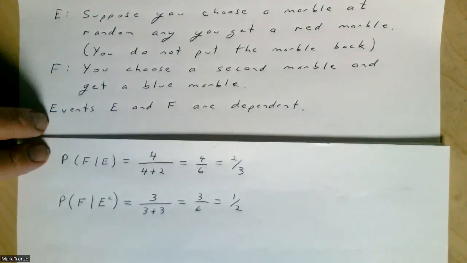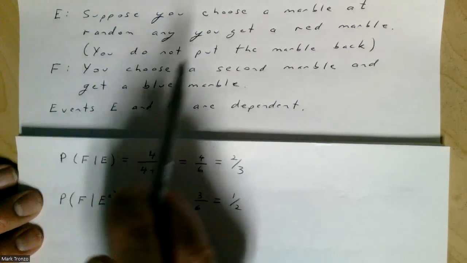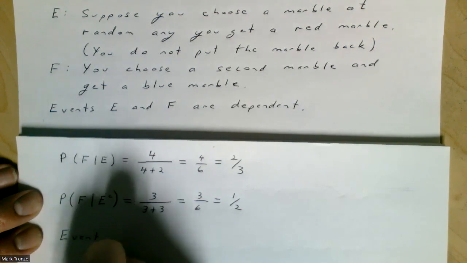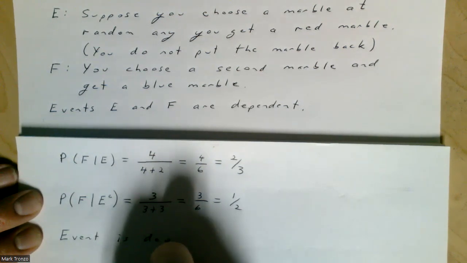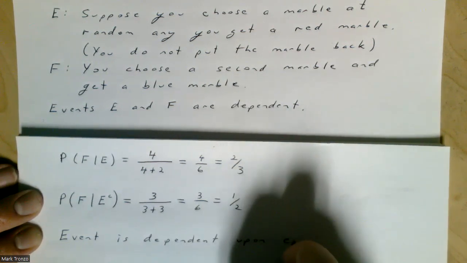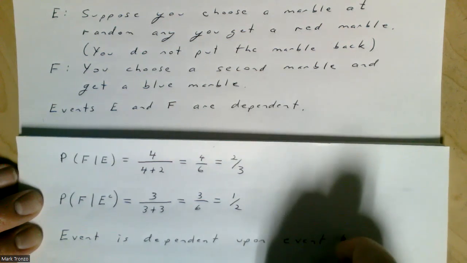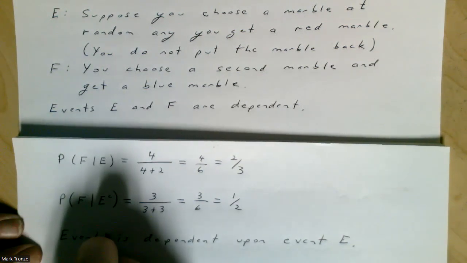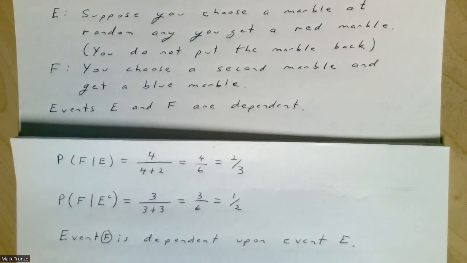So we would say in this case that event F is dependent upon event E, in the sense that the probability, I meant to put an F in here, event F is dependent upon event E, in the sense that depending upon the outcome of this event, it will affect the probability of this event.